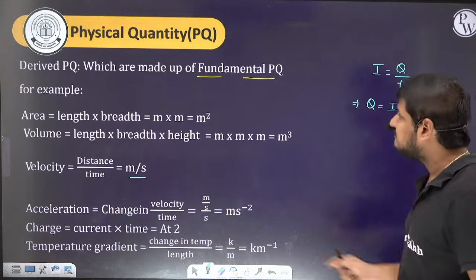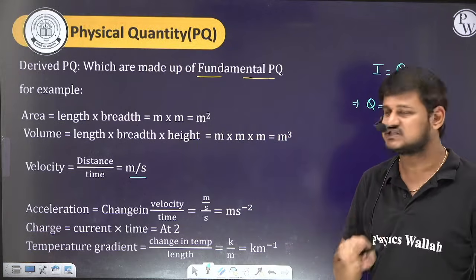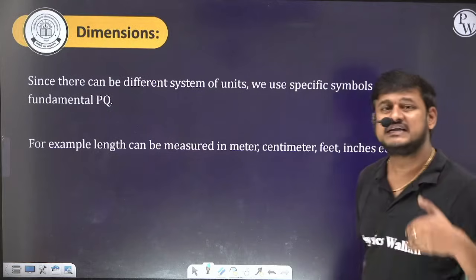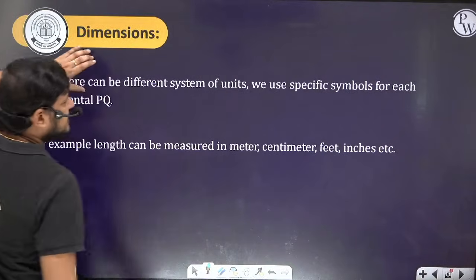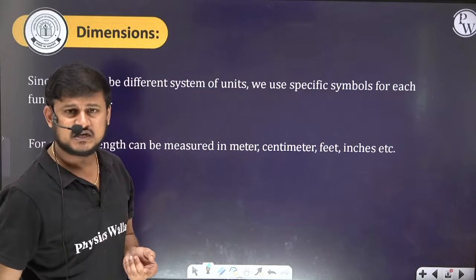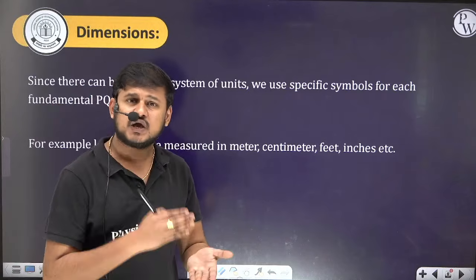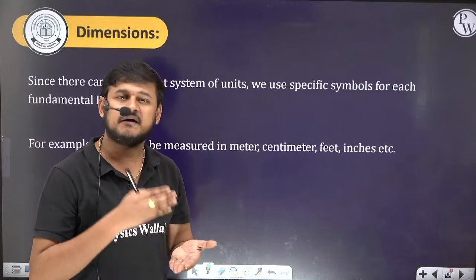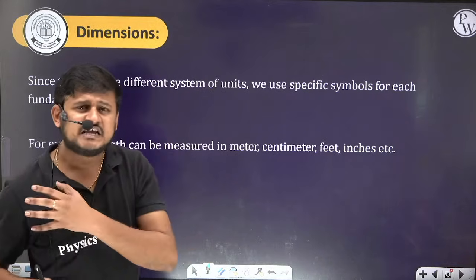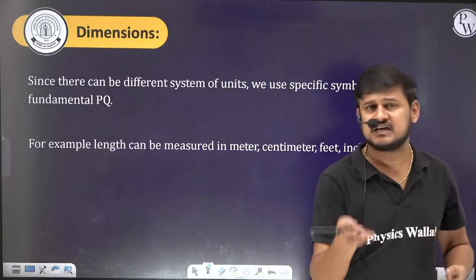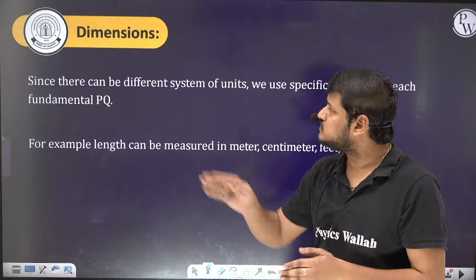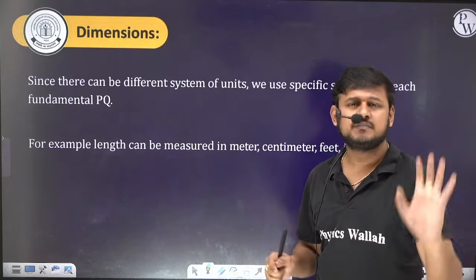So we have to derive the dimensions for these derived physical quantities. This is very, very important. So how do we derive the dimensions now? Since there can be different systems of units, we use specific symbols for fundamental physical quantities. For example, if I take length, I can measure it in meters, centimeters, millimeters, nanometers, angstroms, micrometers. Like that we have many units. Inches are there, feet are there. To standardize that, what we are using is the dimensions. One single symbol we are going to use.